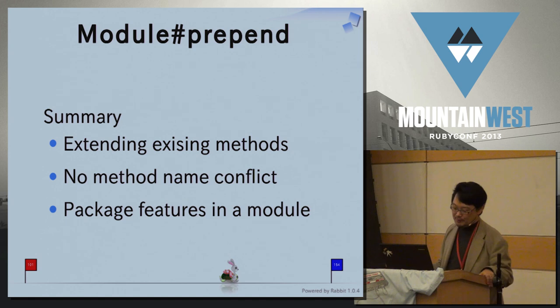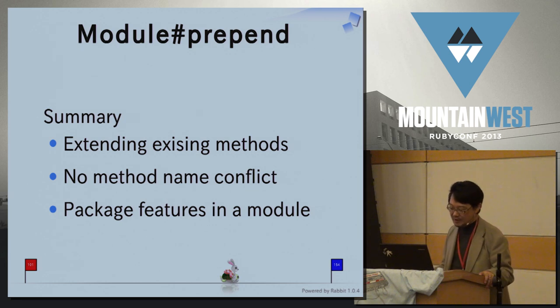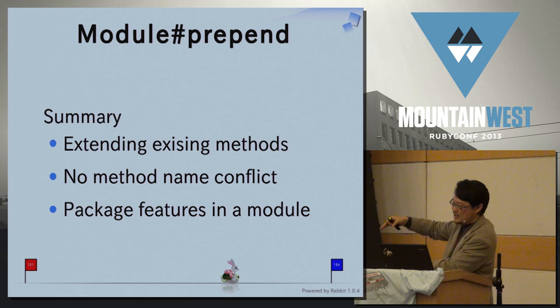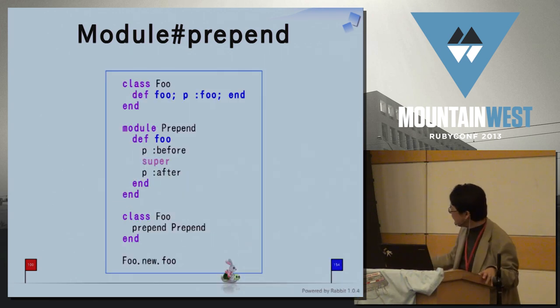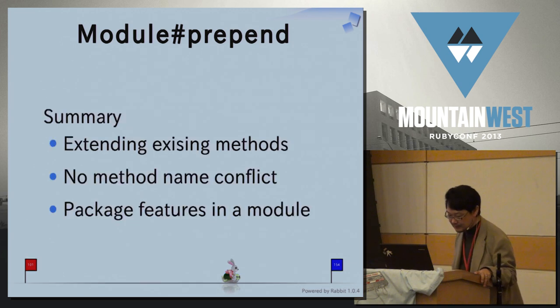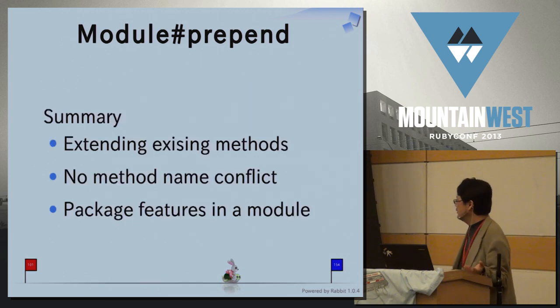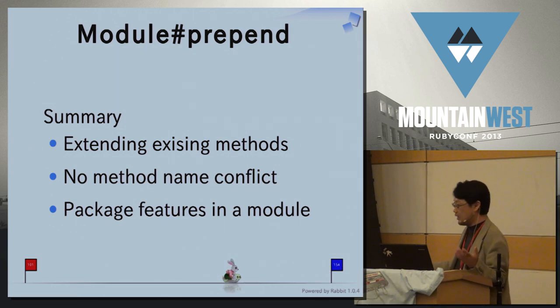By using module prepend, you can extend the existing methods, so you don't have to worry about method name conflicts. And you can package a set of decorations in a module, then prepend the module. That's much simpler than alias method chain, or the method combination in Common Lisp.